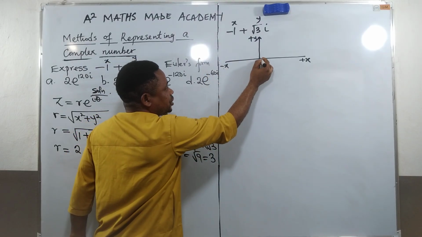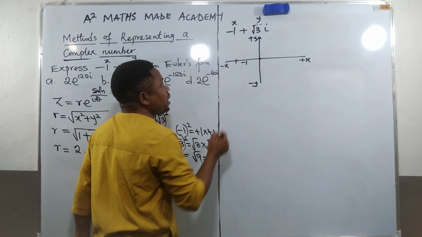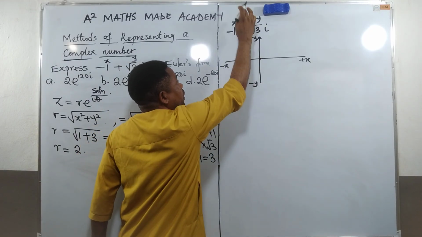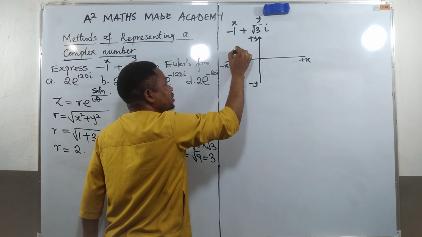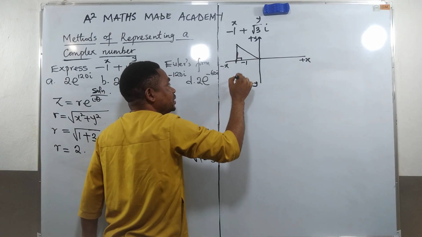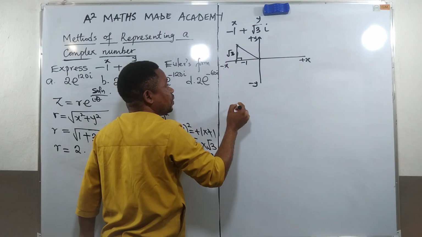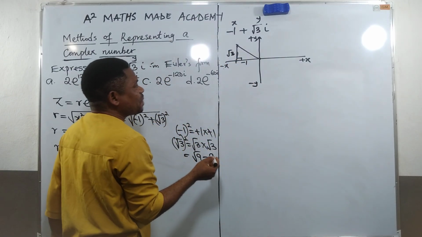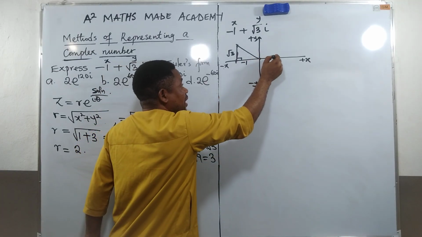So from this origin to this particular point is minus 1. Then y is plus root 3. So which means plus, we are moving up. So I will generate this line like this and form what we call a right angle triangle. Look at it here. And this vertical axis now is root 3. Are you with me now? So you can see that this particular argument falls on the second quadrant.